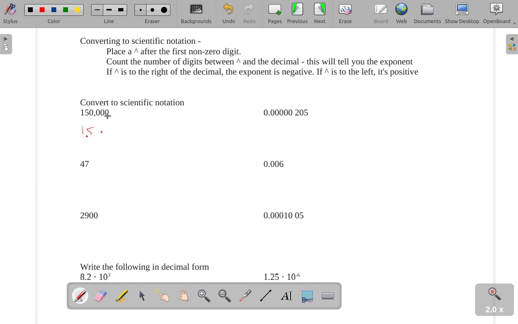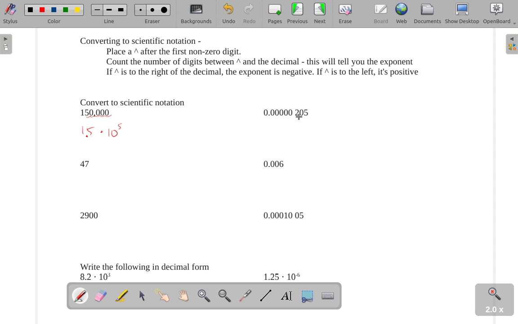So far I have 1.5, but of course 1.5 is not the same as 150,000. I need to move my decimal place in order for this to be the same number. So that's what the second number tells us, the number of places we have to move our decimal place. If we're starting out with the decimal place between the 1 and the 5, we'd have to move it 1, 2, 3, 4, 5 places to the right to get it to be the same number. So 150,000 would be 1.5 times 10 to the 5th.